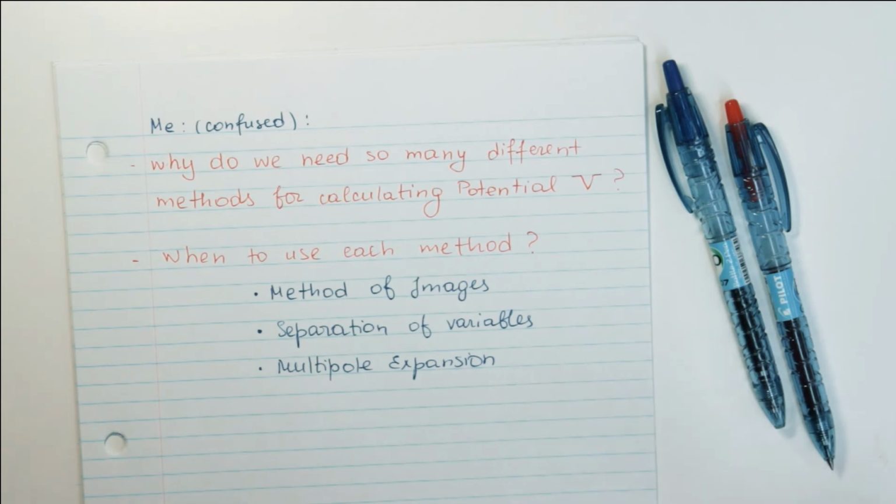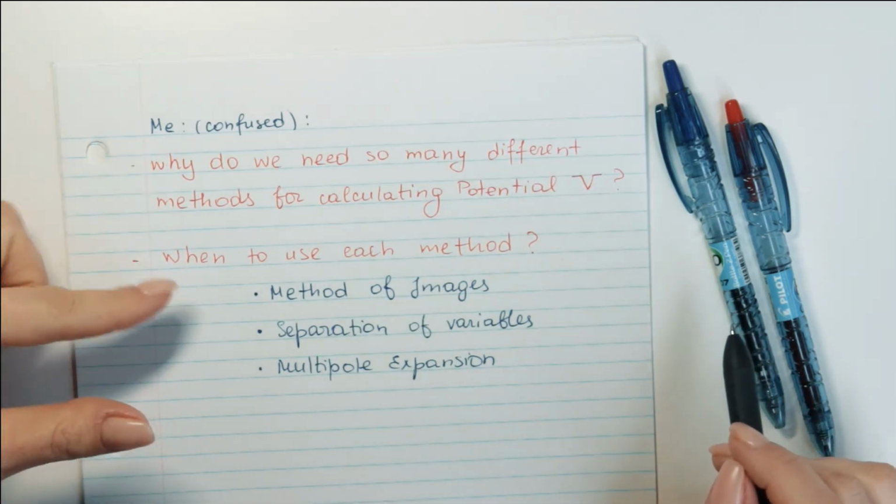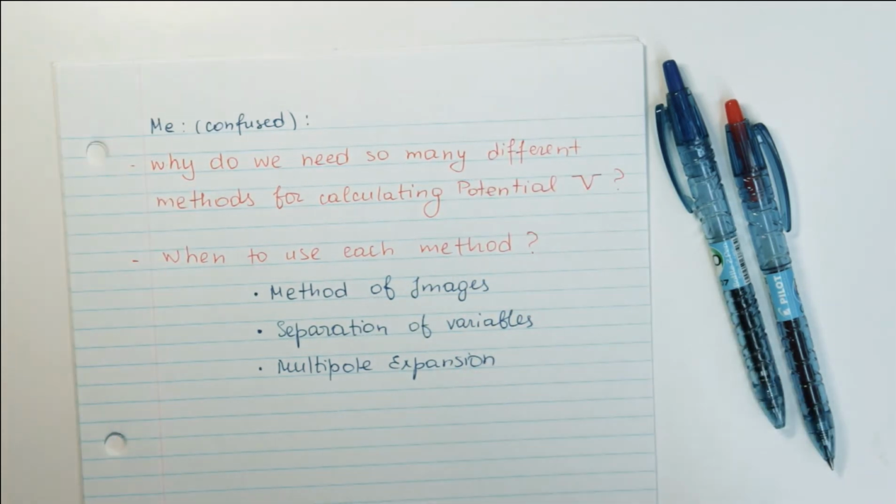And the thing is, when I was preparing for the midterm, I found myself really confused by some of these questions, or like all of these questions and a few others. And I could never figure out why do we have so many different methods for calculating potential and when to use each method, and why do you need that? Why do we need to know the potential? How is it useful in real life?